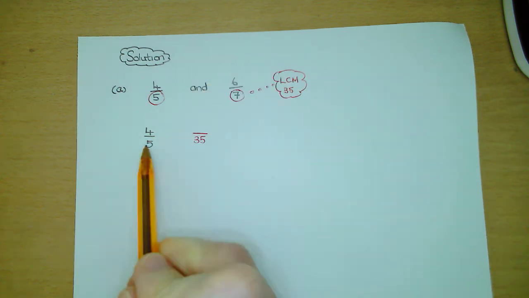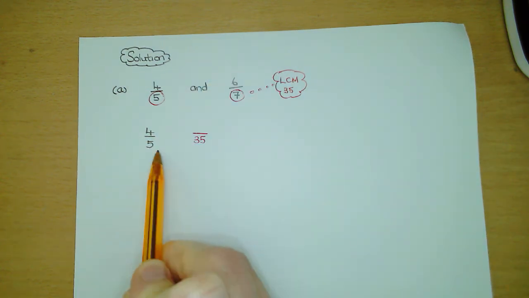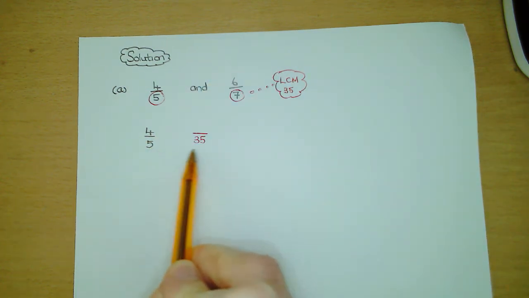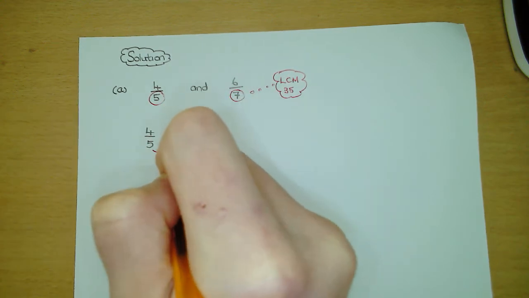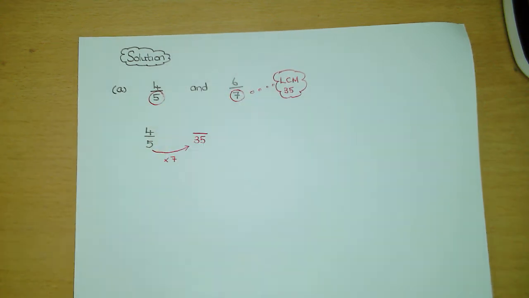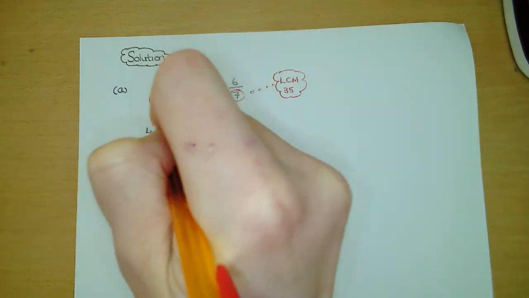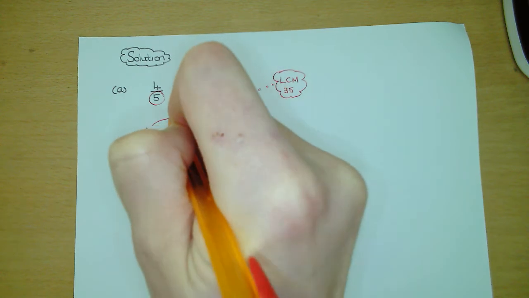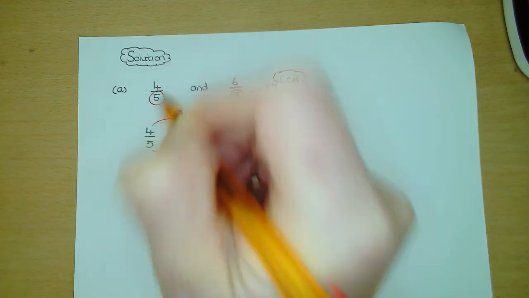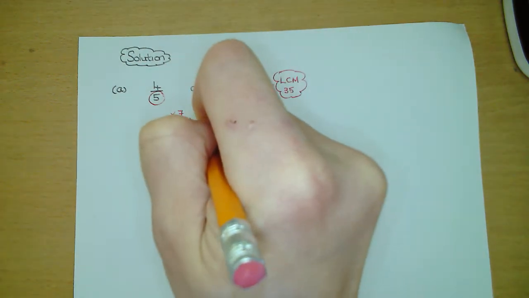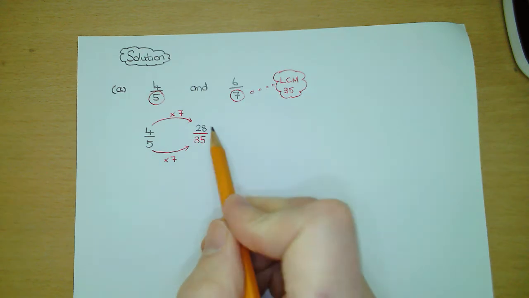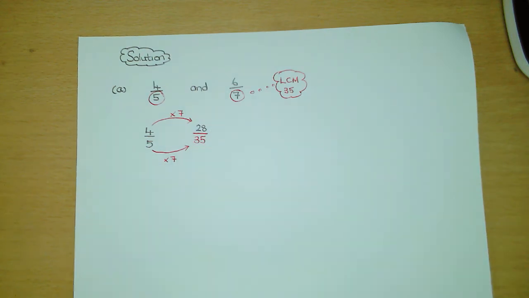So start with the denominators because you know both of them. So we have to multiply 5 by 7 to get 35. And we must do the same to the numerator. We have to multiply it by the same value. So multiply 4 by 7 and that's going to give us 28. So 4/5 is 28 over 35 as an equivalent fraction.